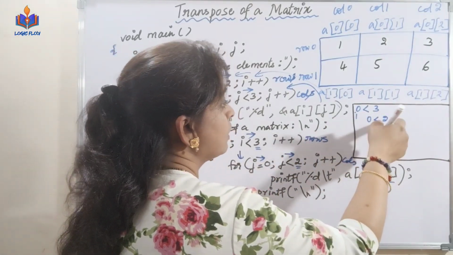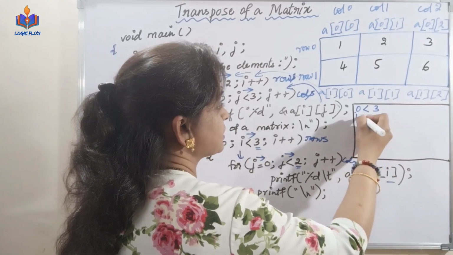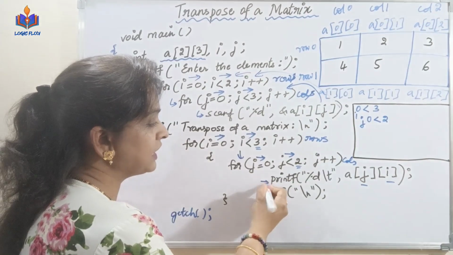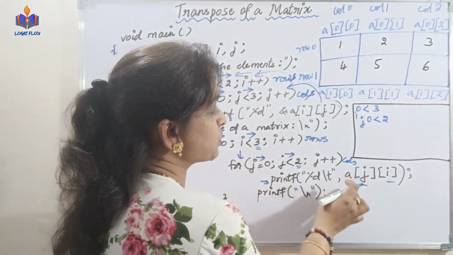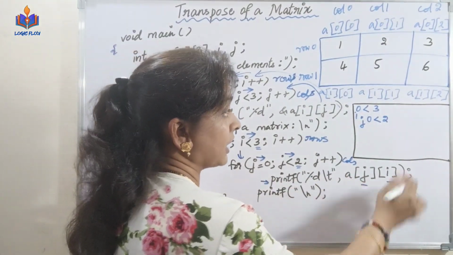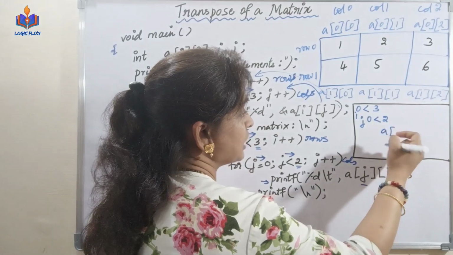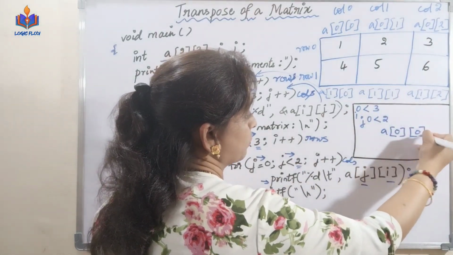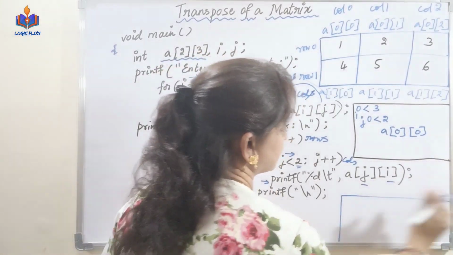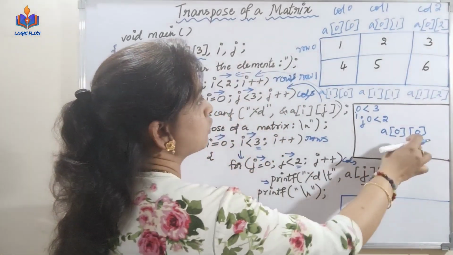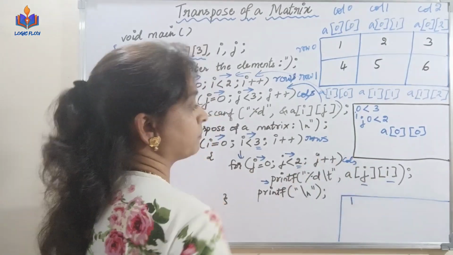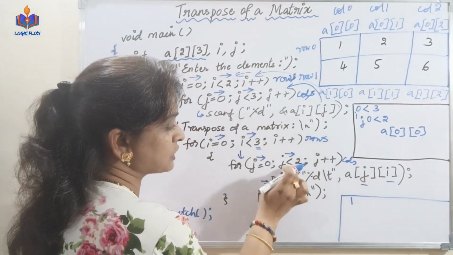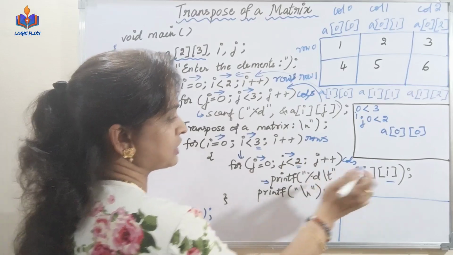I have given column value. So this is j. Condition true, then print the integer that is stored in a of ji. So what is ji? j means it is 0 and i it is 0. So this is what my output. Let me write the output here. 0, 0 means it is 1. So I'll get 1. Then don't execute this, because based on this loop condition only this statement gets executed.